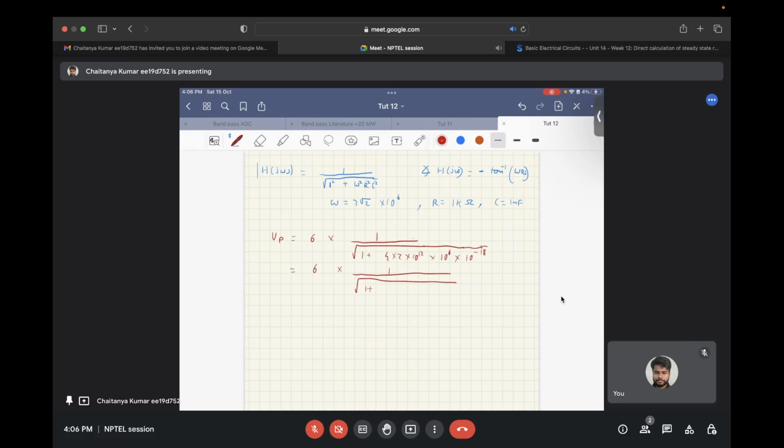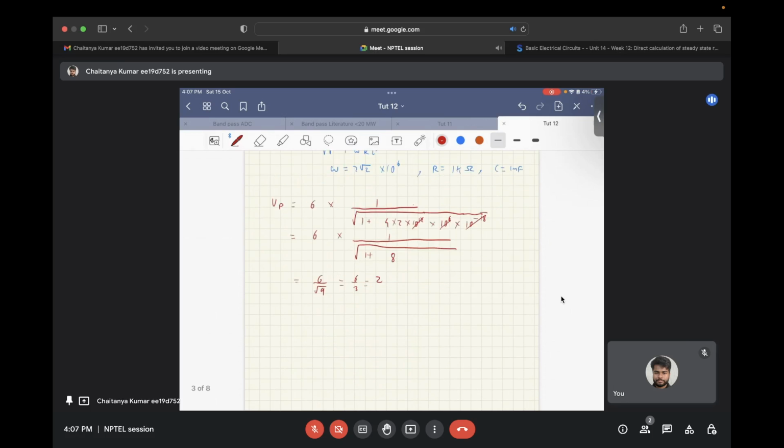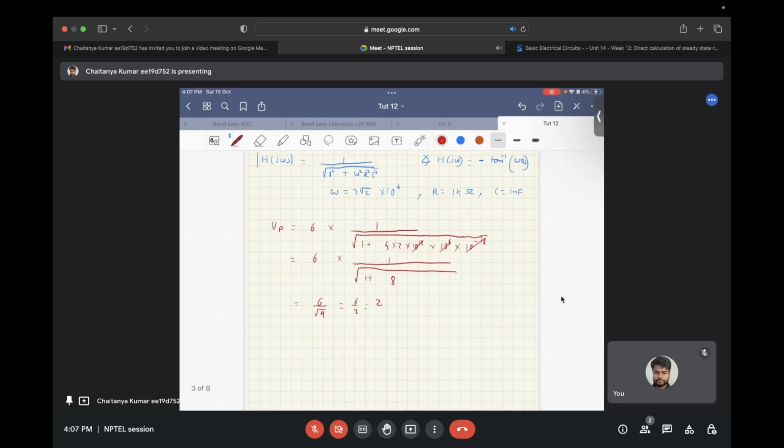And what this comes out to be, 6 into 1 by square root of 1 plus 8, and so the powers of 10 will all be cancelled, and this is 6 by square root 9, which is 6 by 3, this is 2. So this is our VP.